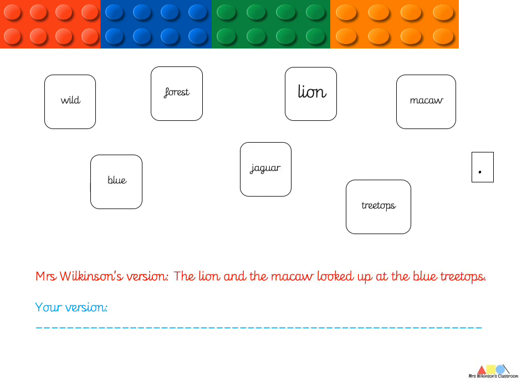Okay, on your next slide you've got wild, forest, blue, jaguar, lion, treetops and macaw. My sentence is, the lion and the macaw looked up at the blue treetops. So you can make your own sentence from that.